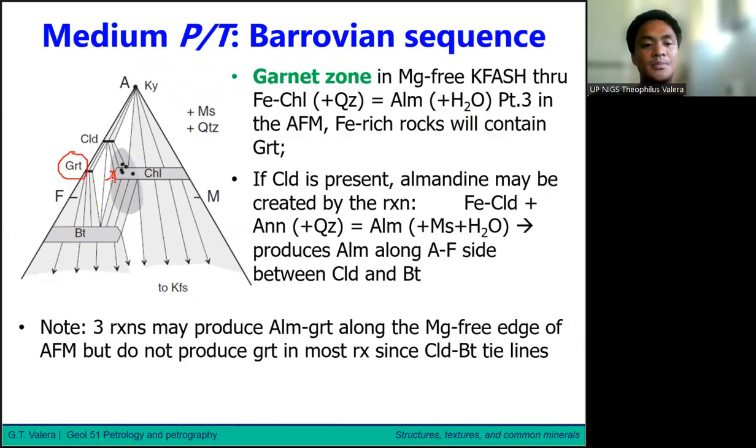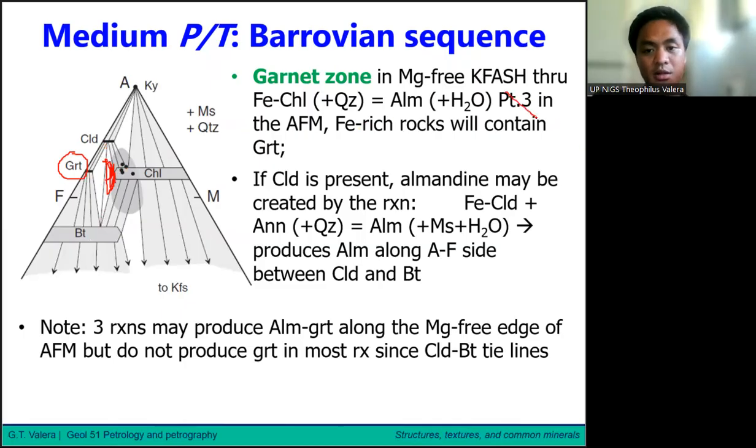Okay, so however, if wala kang chloritoid, kung wala tong tie line na to, for example, then these rocks here, itong konting iron-rich rocks, can actually contain garnet. But for now, although theoretically pwedeng magkaroon ng garnet, in these particular rocks, wala kang garnet kasi meron kang tie line ng chloritoid-biotite. Okay.